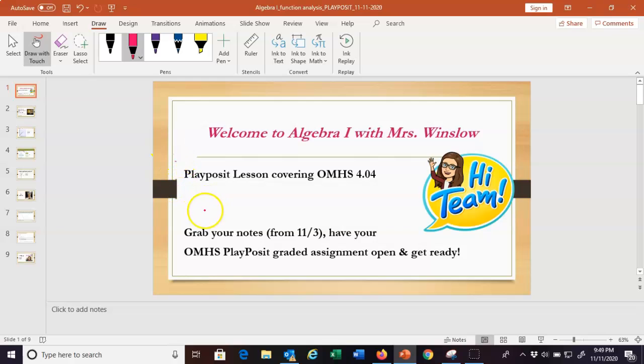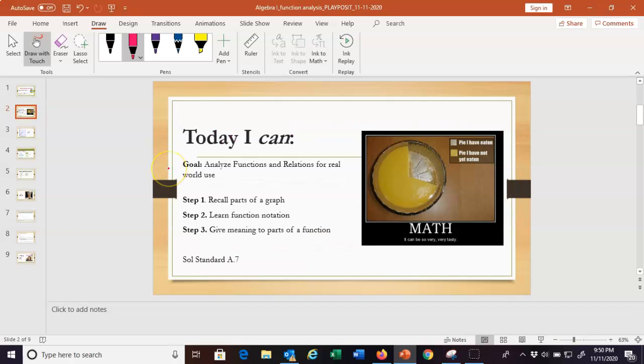We are going to be going over the notes from our class last week from November 3rd. So you want to go ahead and have those available and your OMHS play pause it graded assignment. Let's get started. So today we're going to basically just do a few examples of analyzing functions. And this is going to help us a lot with that 4.04 extension assignment. This is one that you guys are going to have to do where you write out your work and then you're going to submit it via the Dropbox feature. So if you need any help at all with that, please don't hesitate to reach out.